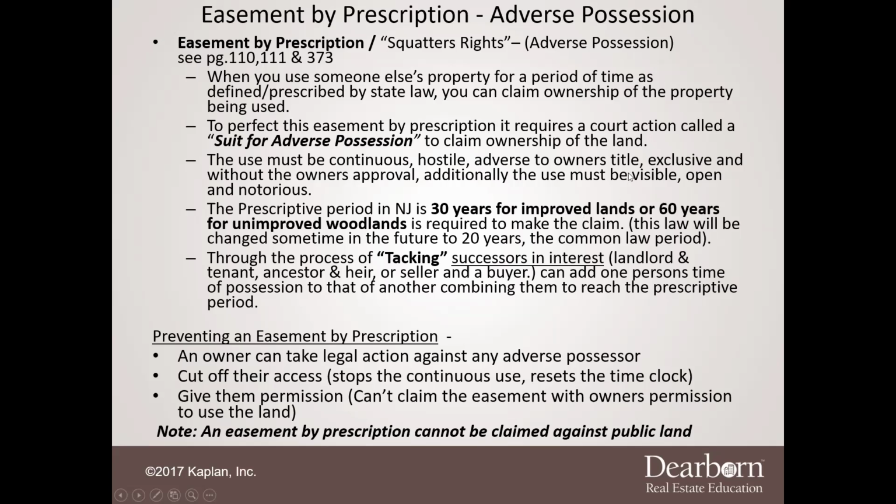So the person can live in there for 30 years. Is that what it means? No, that means that they have to live in there for 30 years before they can claim ownership. Oh, okay. Got it.